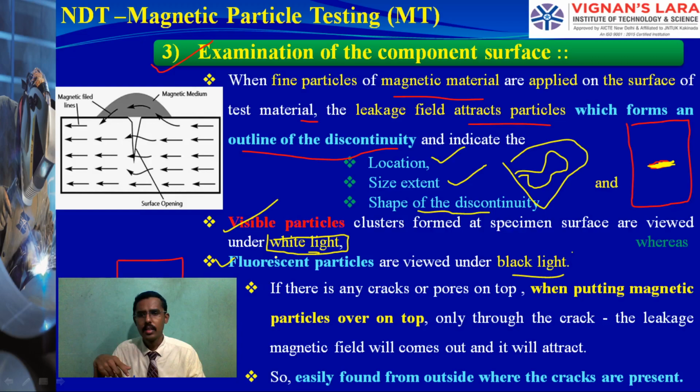So if there are any cracks or pores on the top, when putting magnetic particles over the top, only through the crack will the leakage magnetic field come out and attract the particles. So we can easily find that a crack is present, because the particles accumulate at one point due to the flux leakage. It is easy to find the crack locations. This is about the examinations.